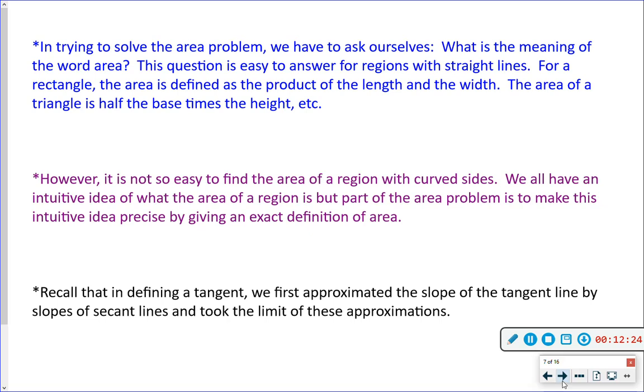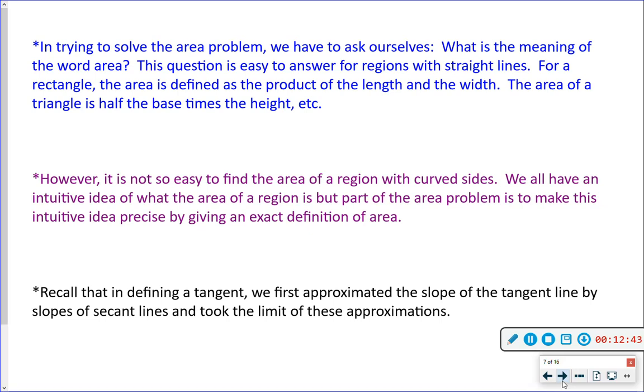So in trying to solve the area problem, we've got to ask ourselves, what's the meaning of the word area? It's easy on straight line figures. We all passed geometry, we know that. But when we have curved sides, here it comes. We're going to have to do the area of the region, of course. It's going to be hard to give an exact definition to this.